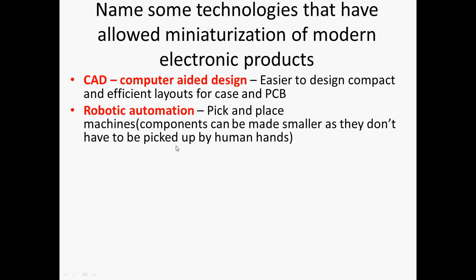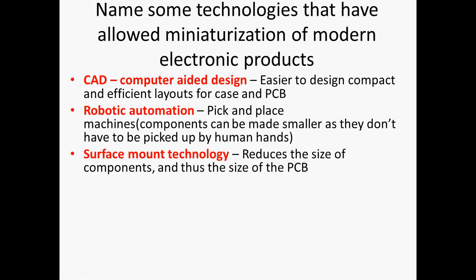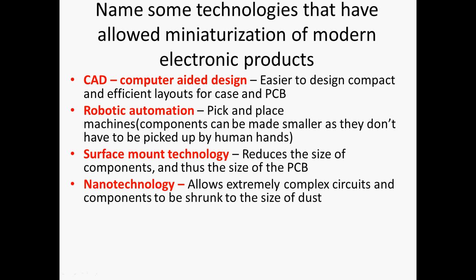So automation, pick and place machines, Google that, it's quite cool. Also allows us to make things smaller because we don't have to pick them up. Surface mount technology, all modern circuit boards are built this way because they're smaller and they're quicker to assemble. Nanotechnology, if you look up things like MEMS and processors and how integrated circuits are made, you'll see that we can make components ridiculously tiny, almost on the nano scale, which means 1,000 millionths of a meter.